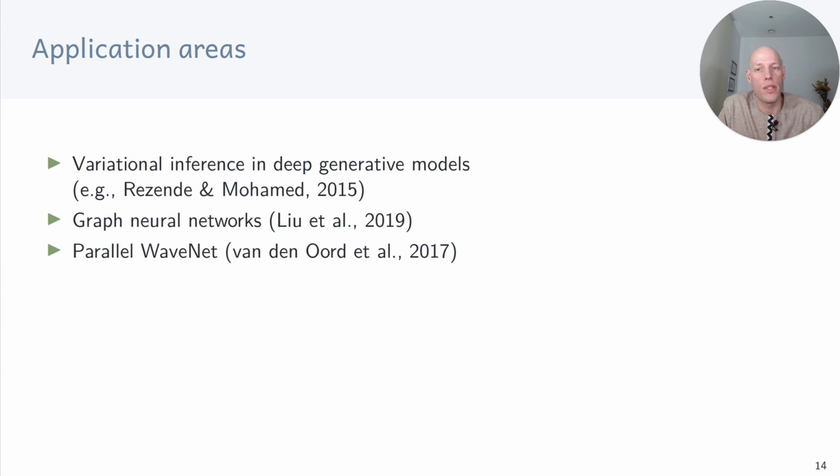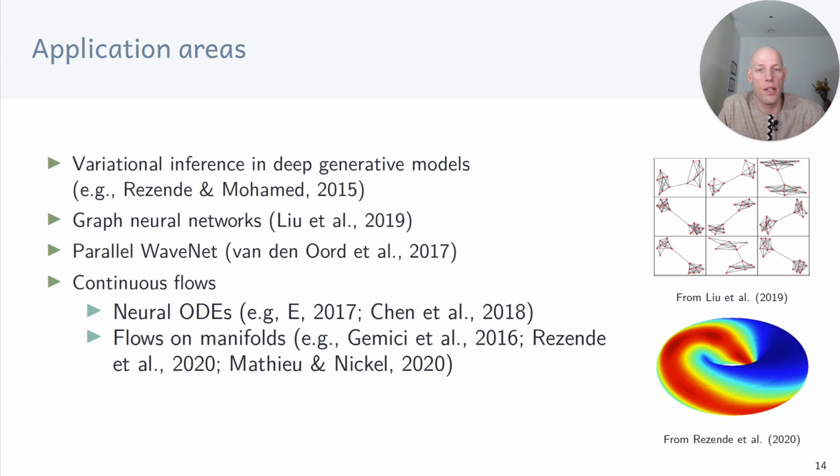Normalizing flows are used in many applications, for example, in variational inference, in deep generative models, graph neural networks, and Parallel WaveNet. We can also think of the normalizing flow that we discussed here as a discrete time dynamical system because we write z_k as a function of z_{k-1}. But there are also extensions to continuous time dynamical systems or continuous flows, and these ideas are being used in neural ODEs or to define flows on manifolds.